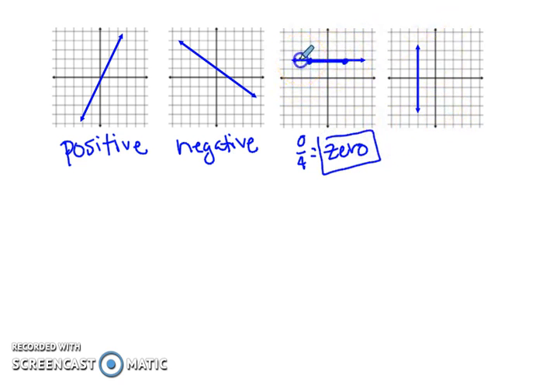If I had picked this point and gone over, I would have had 0/5. If I had picked a point way over here, I would have had 0/8 maybe. It always is going to simplify back down to 0. Any horizontal line will be a 0 slope.